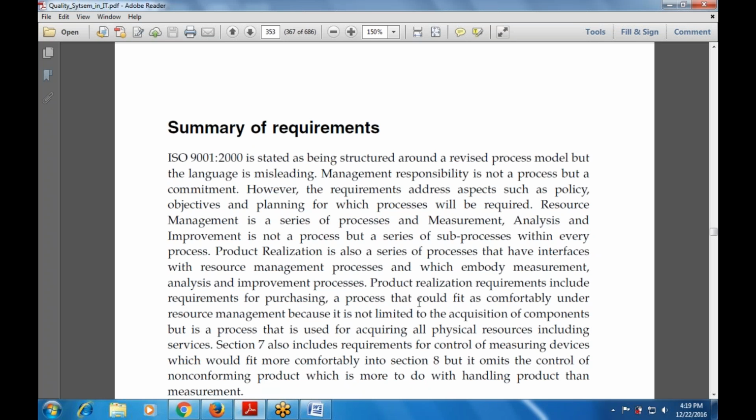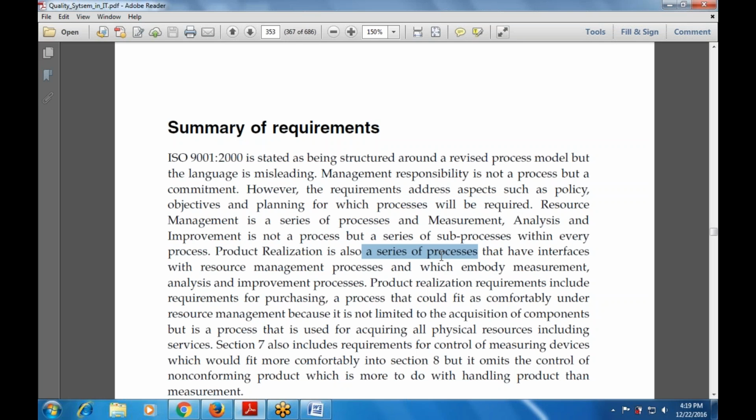So let's start with a summary of the requirements. What are the various requirements that are used for product realization, or how we use the various structured or revised process models, in which language is one of the misleading concepts, and management responsibility is not a process but a commitment. However, the requirements address aspects such as policy, objective, and planning. And resource management is a series of processes, and measurement, analysis, and improvement is not a process but a series of sub-processes within every process.